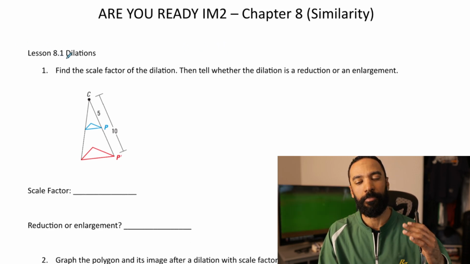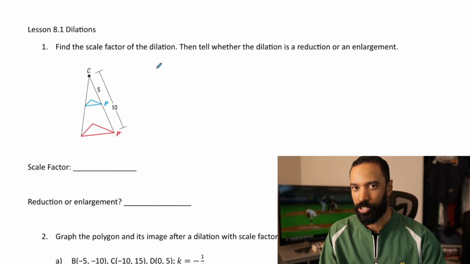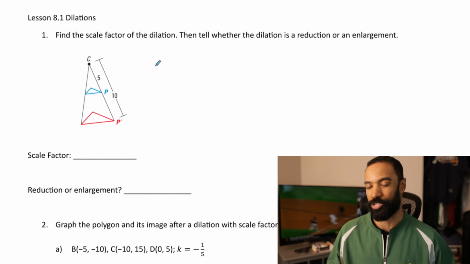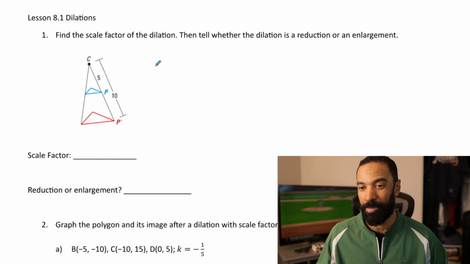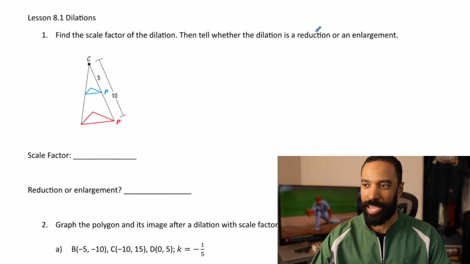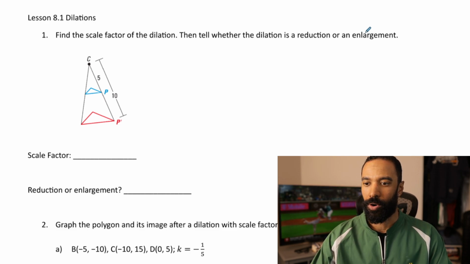We're going to start with lesson 8.1 on dilations. Now, dilations can be shown on graphs or not. You could even use compass construction for these things. I doubt we're going to use that here, but we'll see what we got. Find the scale factor of the dilation, then tell whether the dilation is a reduction or an enlargement.